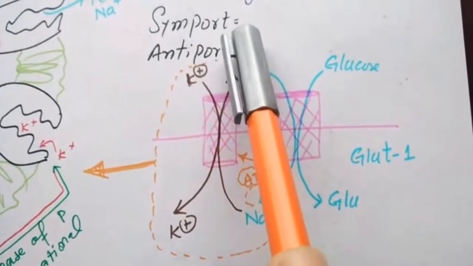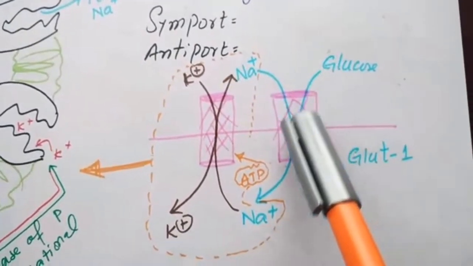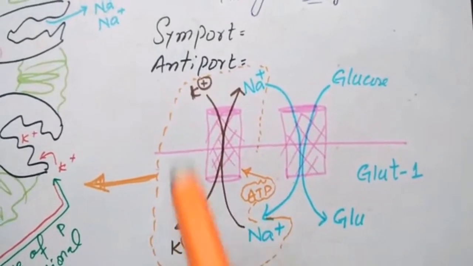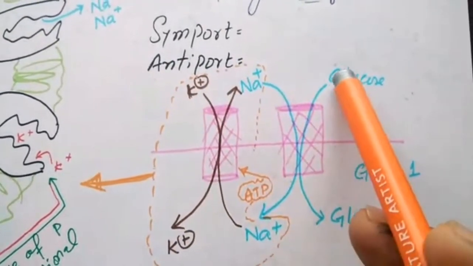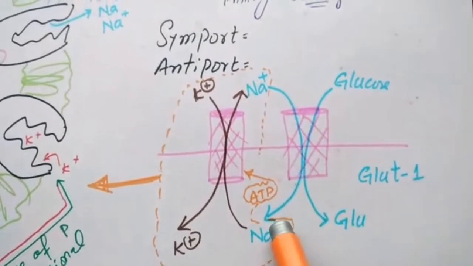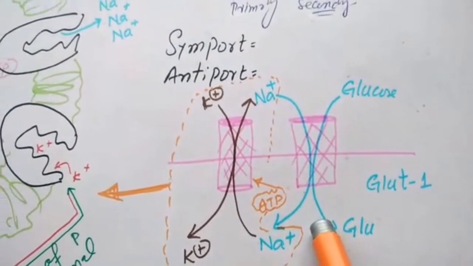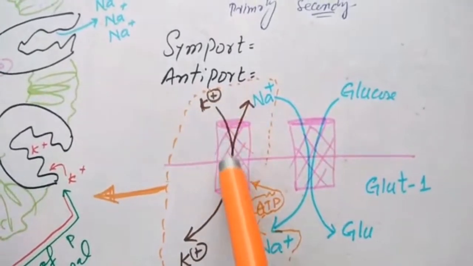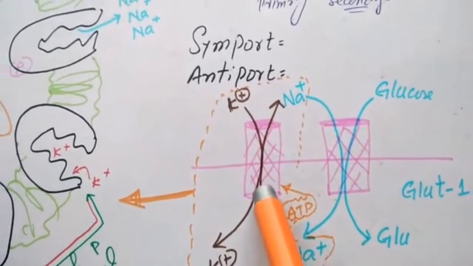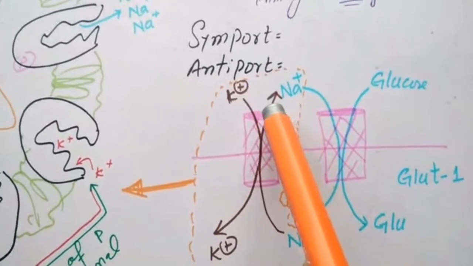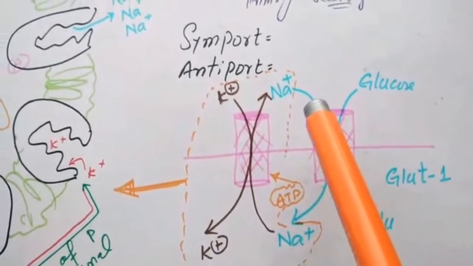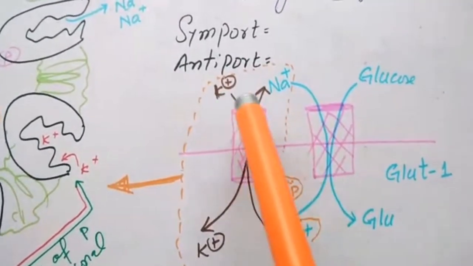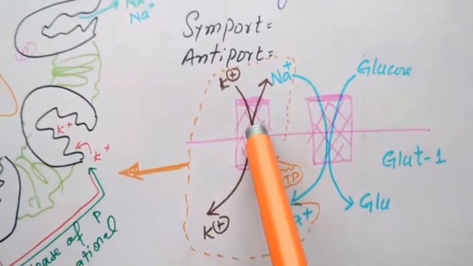One is symport, when both substances go to the same side. Here sodium and glucose both move to the same side. This is known as symport. And antiport, when one substance goes in one direction and the other substance goes in the other direction. This is known as antiport. In this example, the transport of sodium-glucose is symport and the transport of sodium-potassium is antiport.